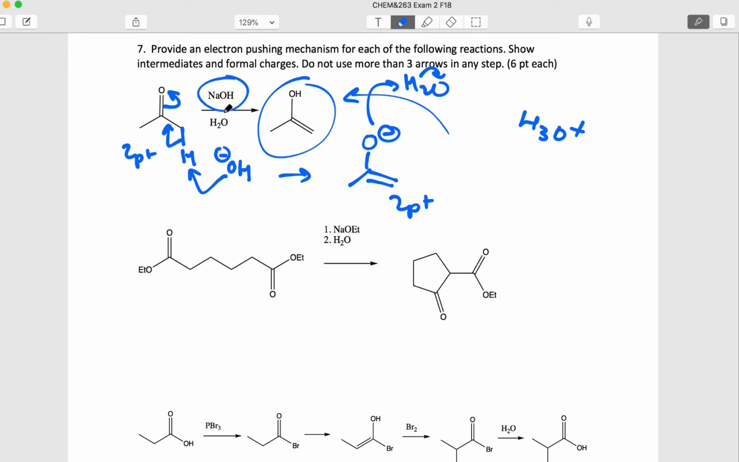So I had a few students protonate this oxygen, but we would not protonate it if it was in basic condition. Okay, so here this one was to take ethoxide as a strong base and make an enolate at either there or here.